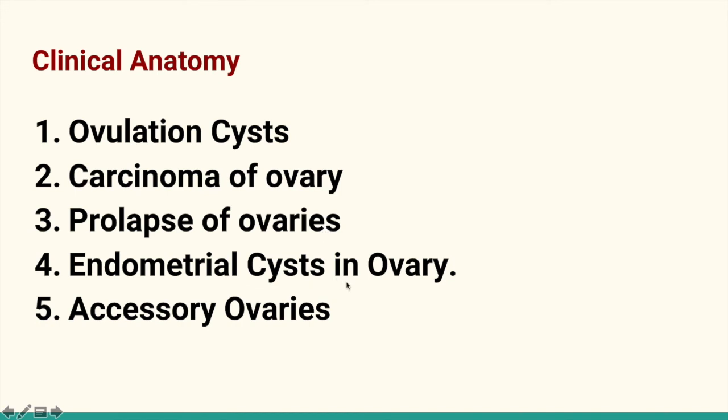Next one, endometrial cysts in the ovary. Usually the uterus is lined inside by the endometrium, myometrium and perimetrium. In the same manner, the tissue which lines the interior of the uterus is seen on the surface of structures like the ovary, fallopian tube and uterus. The endometrial tissue is seen overgrowing on their surfaces, so that is known as endometrial cysts. The endometrial cysts seen in the ovary are known as chocolate cysts.